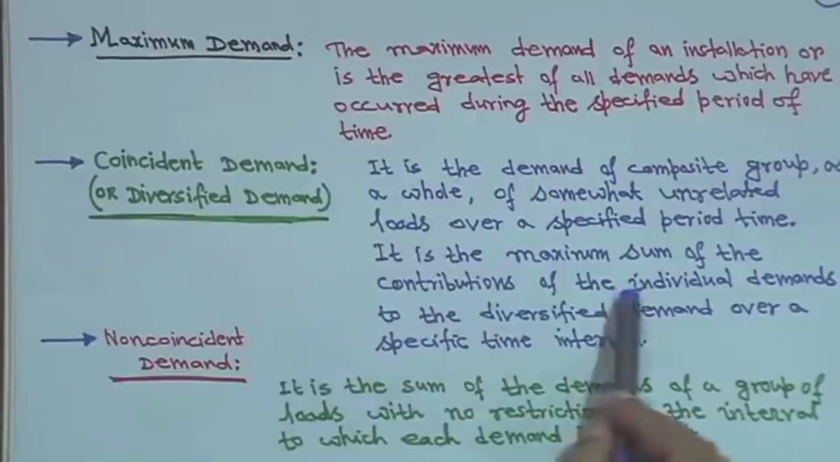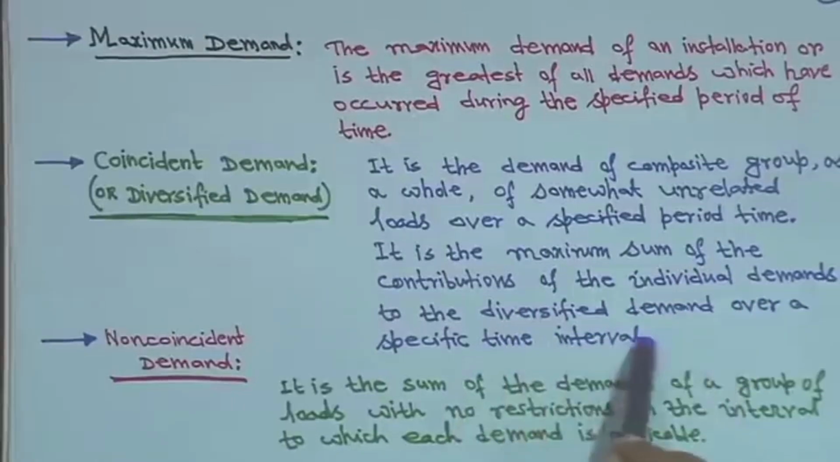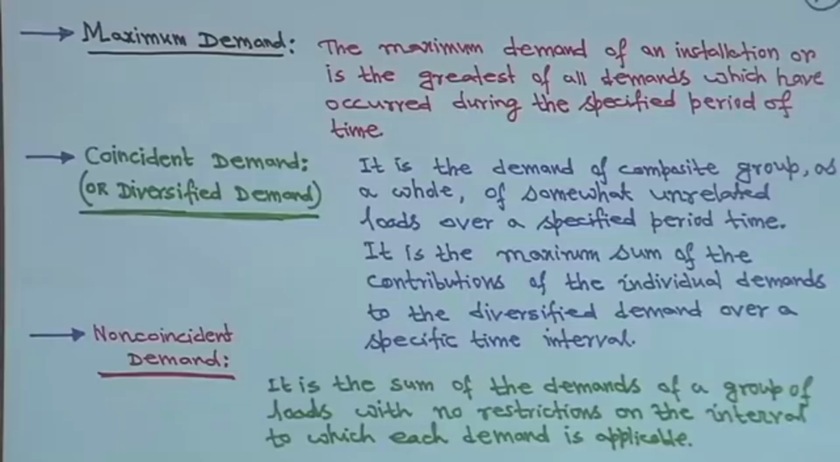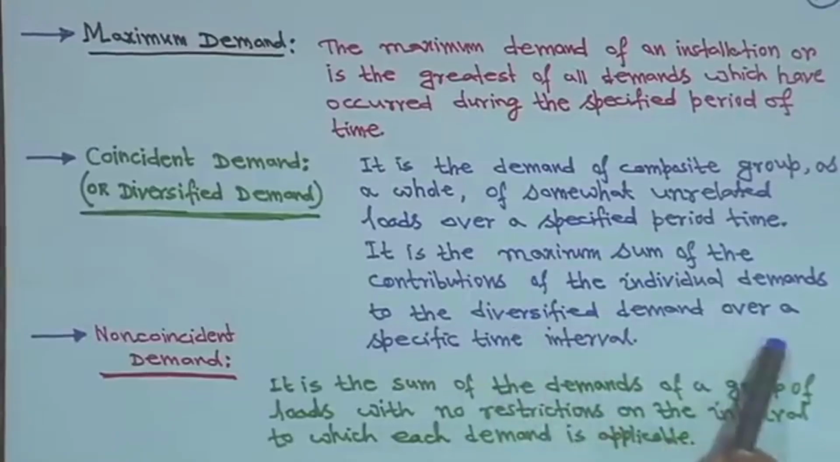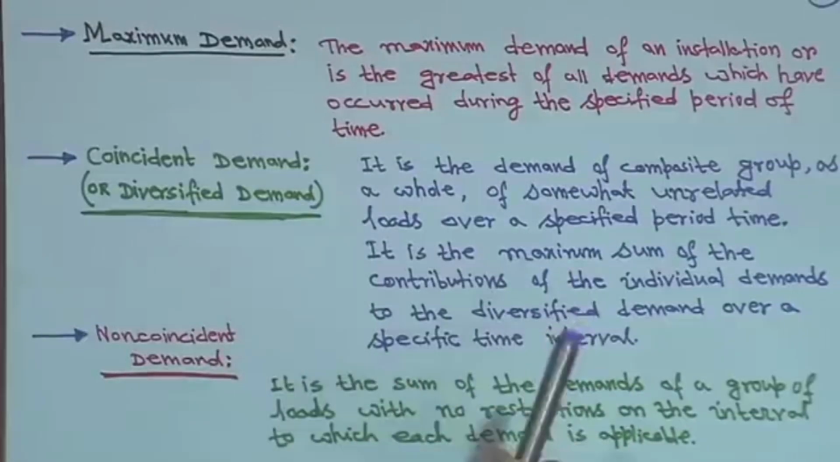So it is the maximum sum of the contributions of the individual demands to the diversified demand over a specified time. Suppose you have 4 groups of load, and every hour you are adding those loads, and we try to find out the maximum sum of the individual demands to the diversified demand over a specific time interval. So this is called coincident demand.